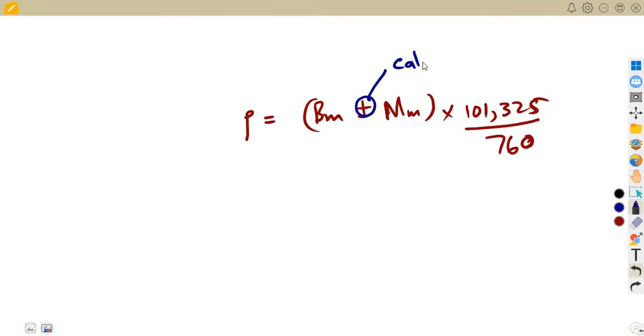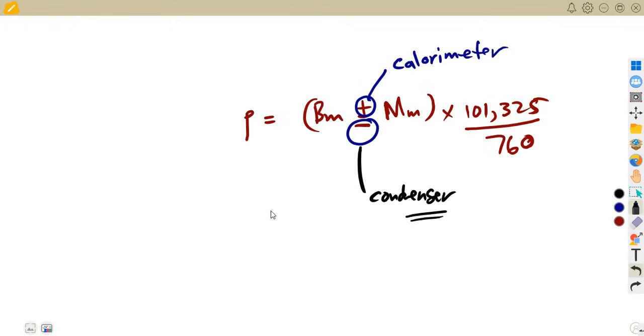So you are supposed to know the addition there. You are going to use it on a calorimeter. All right. Then the subtraction that we have on this part, we are going to use it when we are dealing with a condenser. So that is what you're going to have. And on the condenser, it's the heat emitted by steam to the heat absorbed by water.